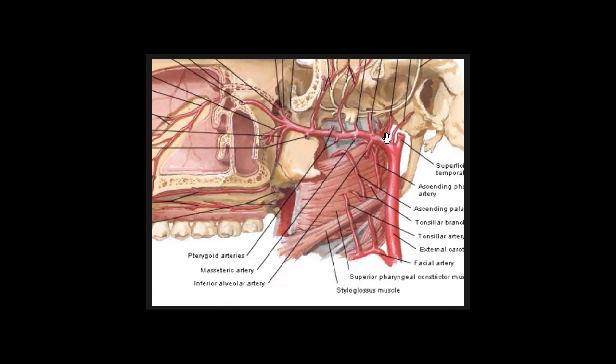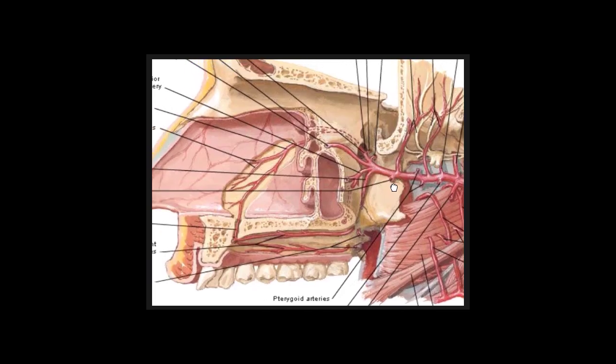The branches of the second part supply masticatory muscles. First, inferior alveolar artery. This artery enters the inferior alveolar canal and supplies inferior teeth. The next branch is masseteric artery that supplies masseter muscle. The next branches are pterygoid arteries that supply pterygoid muscles, and finally buccinator artery that supplies buccinator muscle.